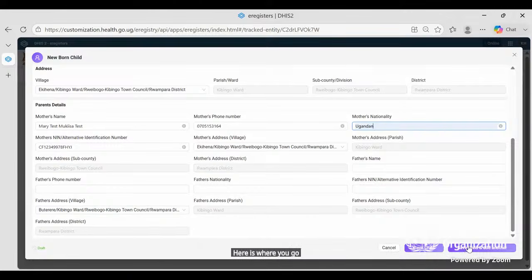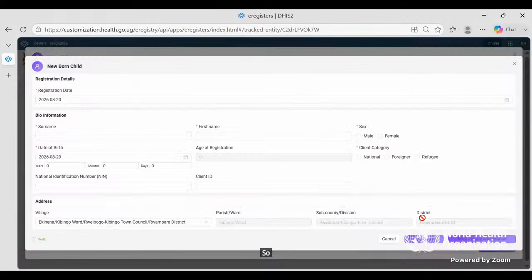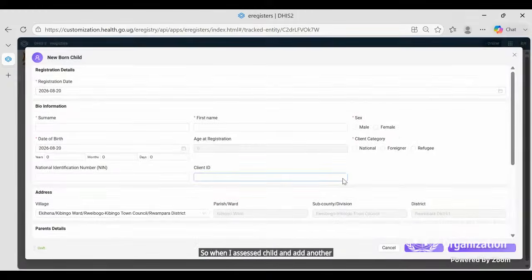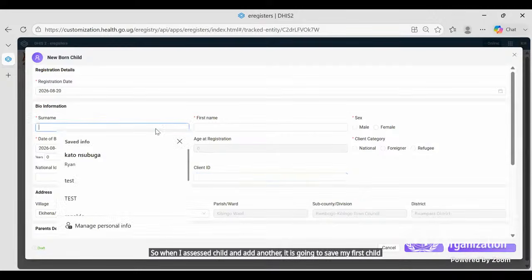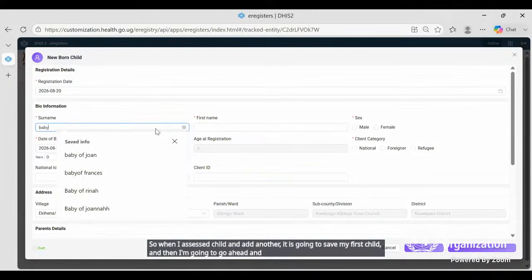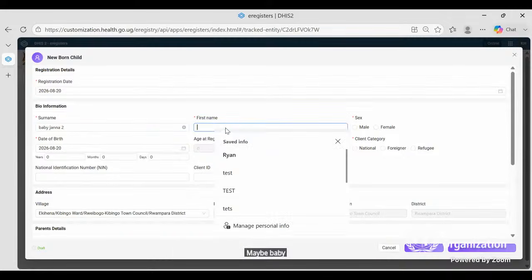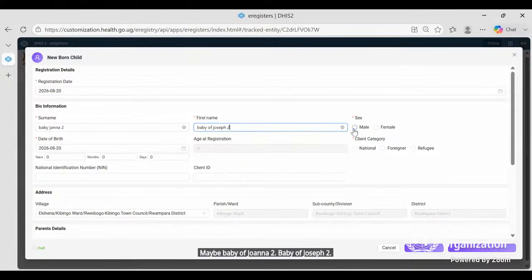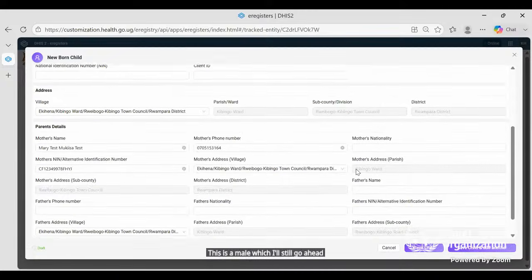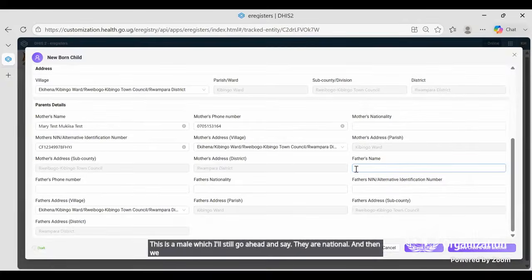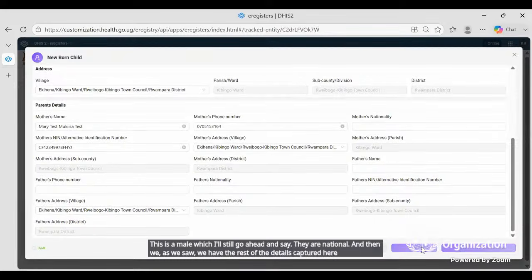You save child and add another. So when I say save child and add another, it is going to save my first child, and then I'm going to go ahead and add another child. Maybe baby of Joanna 2, baby of Joseph 2. This is a male. We shall still go ahead and say they are national. And then as we saw, we have the rest of the details captured here. Then we can save the child.